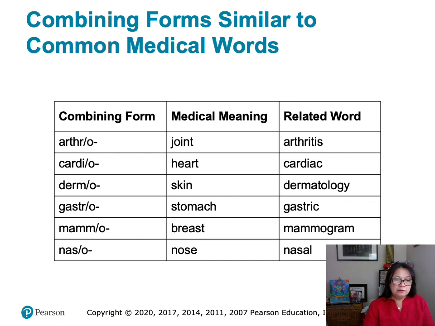The combining form dermo means skin. You can remember this by thinking of the word dermatology. The combining form gastro means stomach. Thinking of the word gastric can help you remember this meaning. The combining form mammo means breast. Notice that this combining form is similar to the word mammogram. Finally, the combining form naso means nose. You can remember this by thinking of the word nasal.